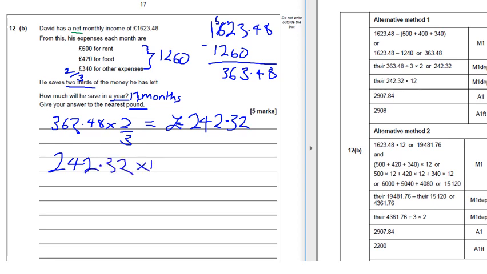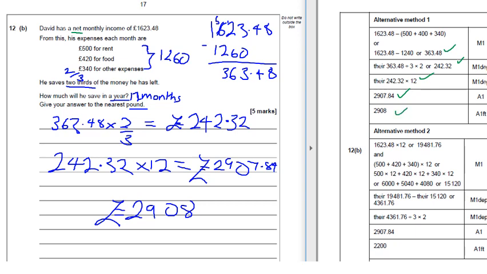242.32 times the 12 months in a year equals 2907.84. Round to the nearest pound, 0.8 makes it go up, so we're talking 2908, which is nice. Okay, let's have a look at the marking. That one take away that one is 363, and then we've got 2/3 of it, which is this one, times by 12, which is that one. Yep, that's exactly what we've done.